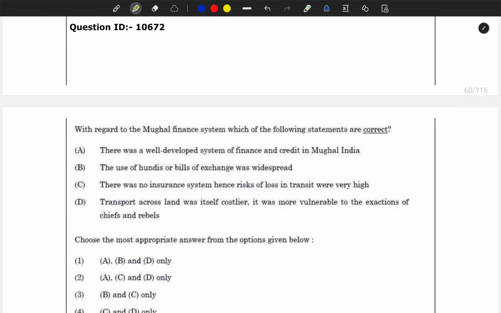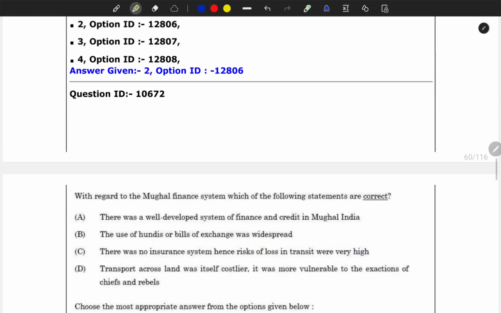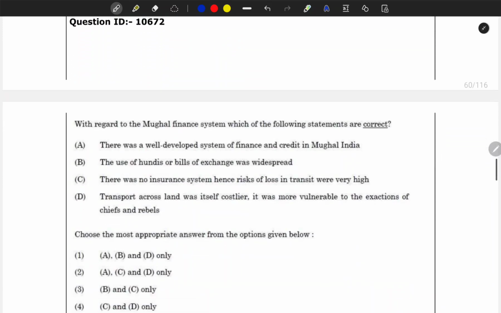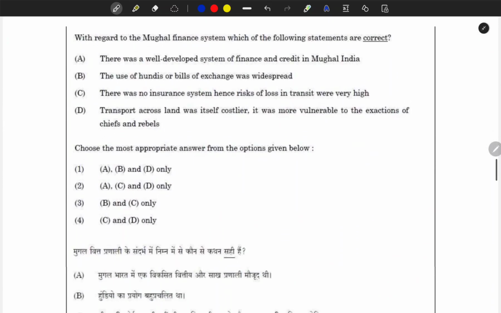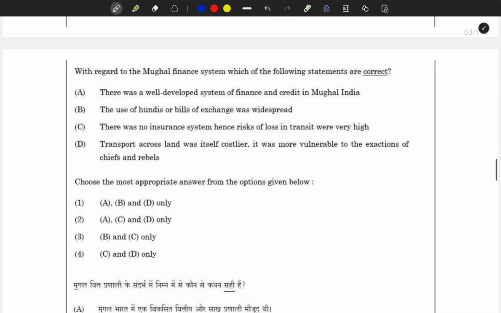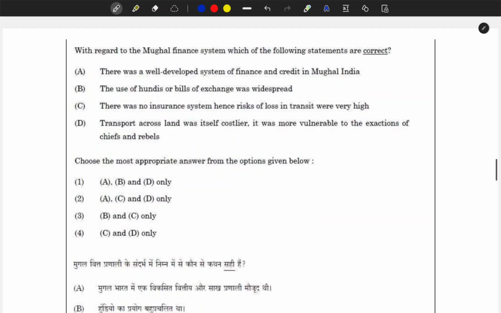Next is, with regard to the Mughal finance system, which of the following statements are correct? This is a very easy nature of question. I will put it in the easy category. One by one I will be reading the statements.